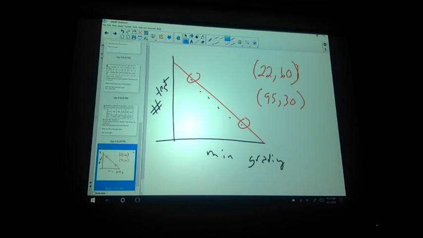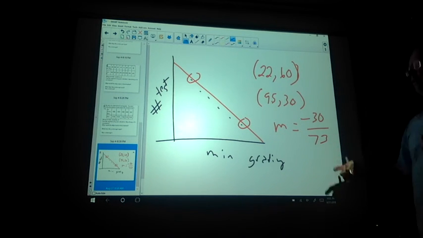All right. On this one, all we have to do is find the slope. So slope equation, if I go 30 minus 60, I get negative 30. Agree? Okay. And then 95 minus 22 is? It's 73. Okay. So our slope is negative 30 over 73.